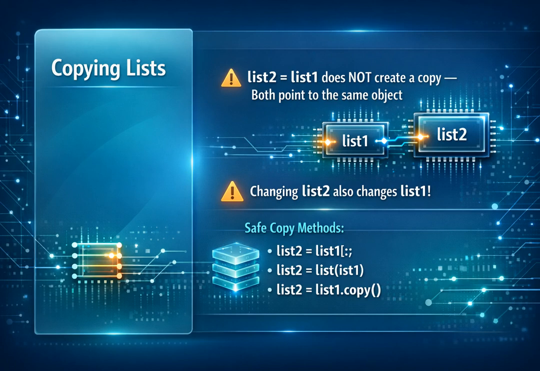Copying a list requires care. Writing list2 equals list1 does not create an independent copy. Both variables point to the same list in memory. Modifying list2 also modifies list1. To create a true separate copy, use slicing, the list function, or the copy method.